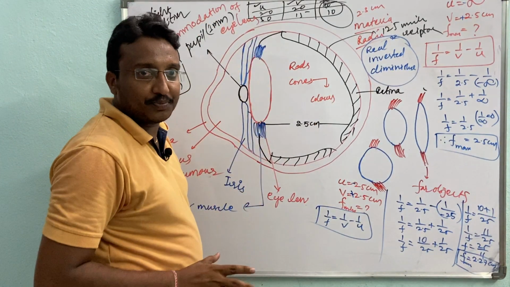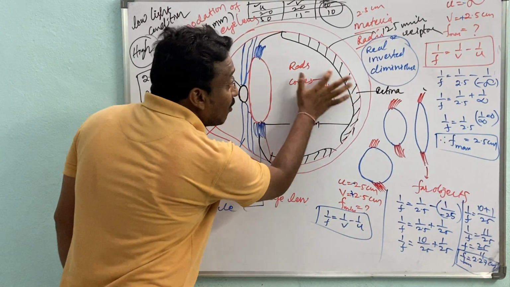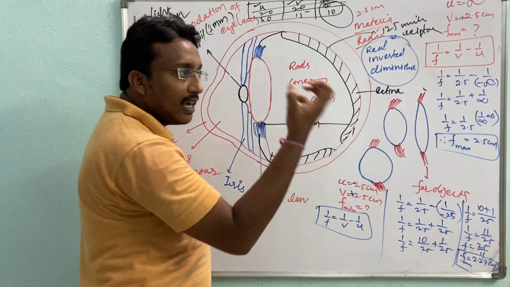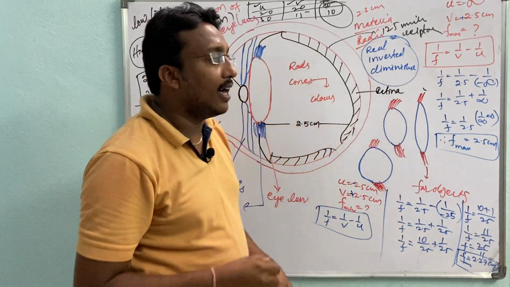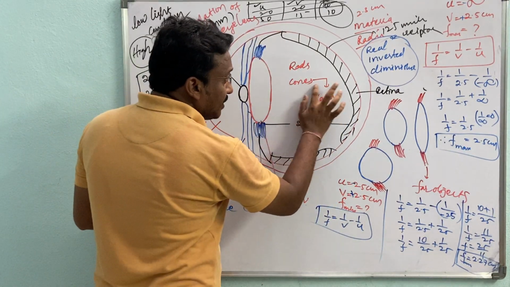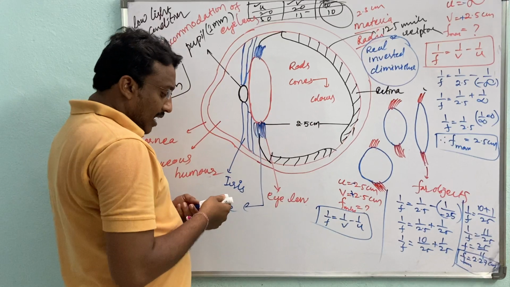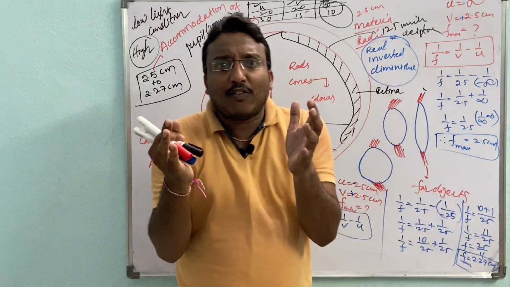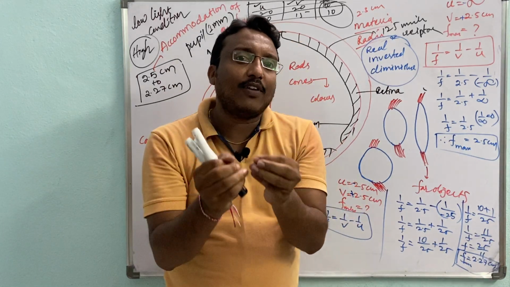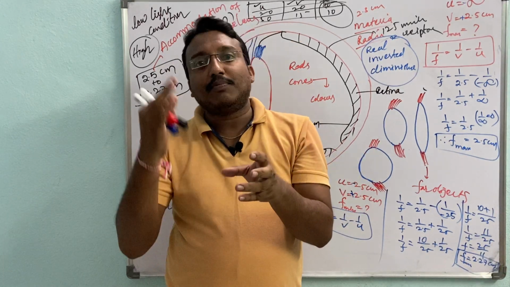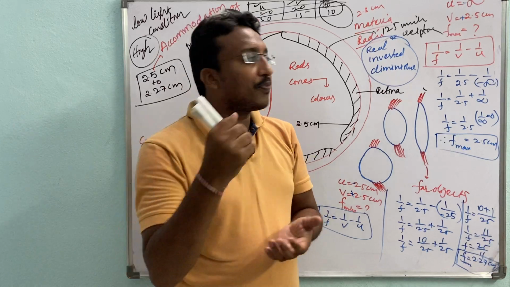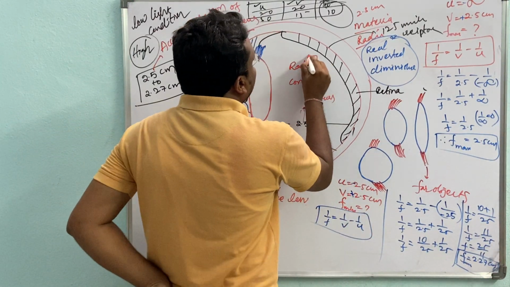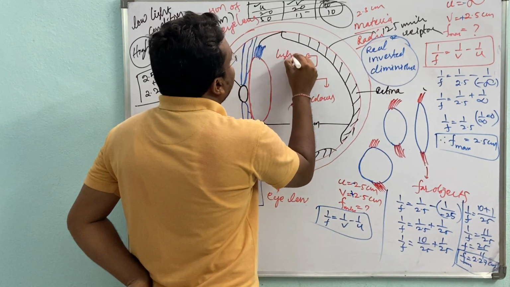Black and white TV. Why? Because if he has no cones, right? This is the function of cones. Cones are sensitive to colors. If the cones are absent, then even if you give colorful flowers to him, all the flowers will appear black and white only.